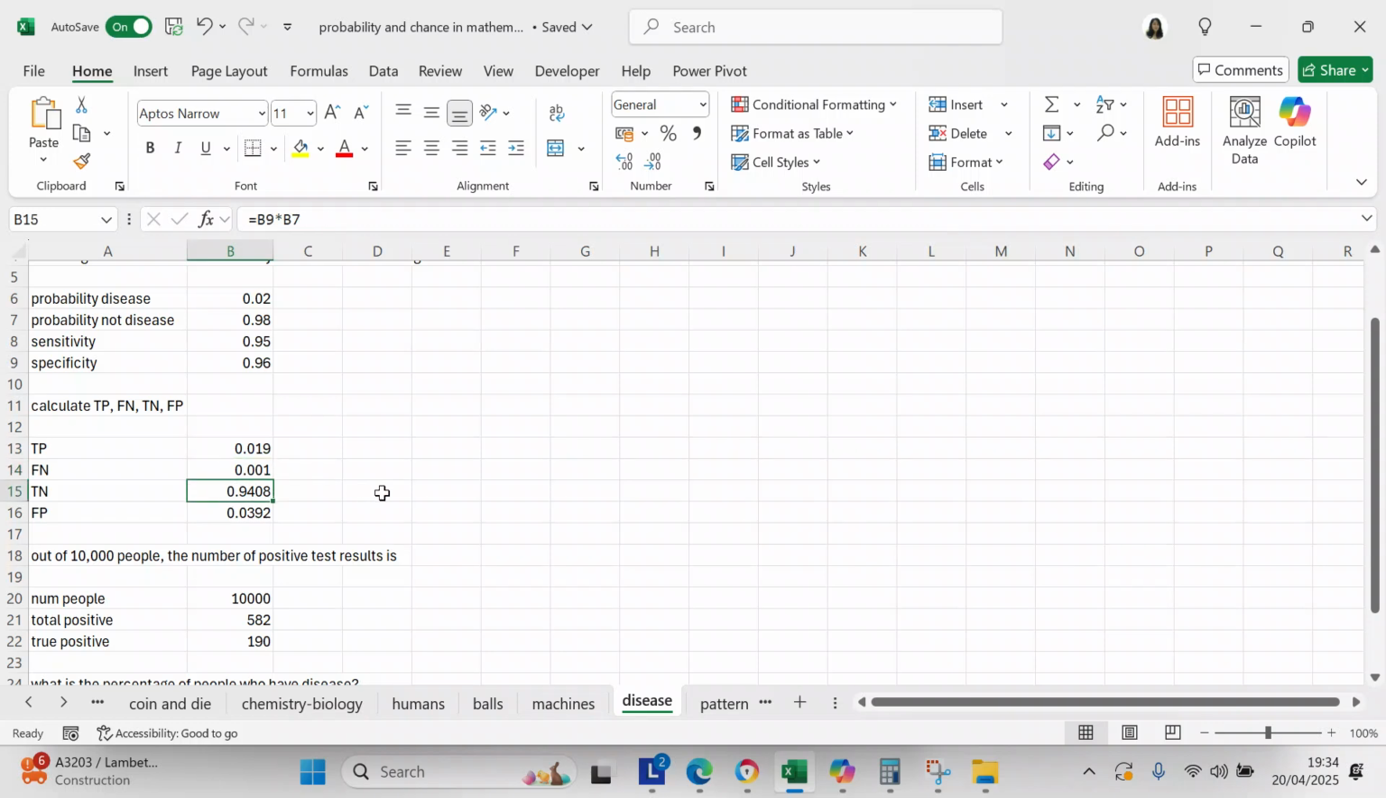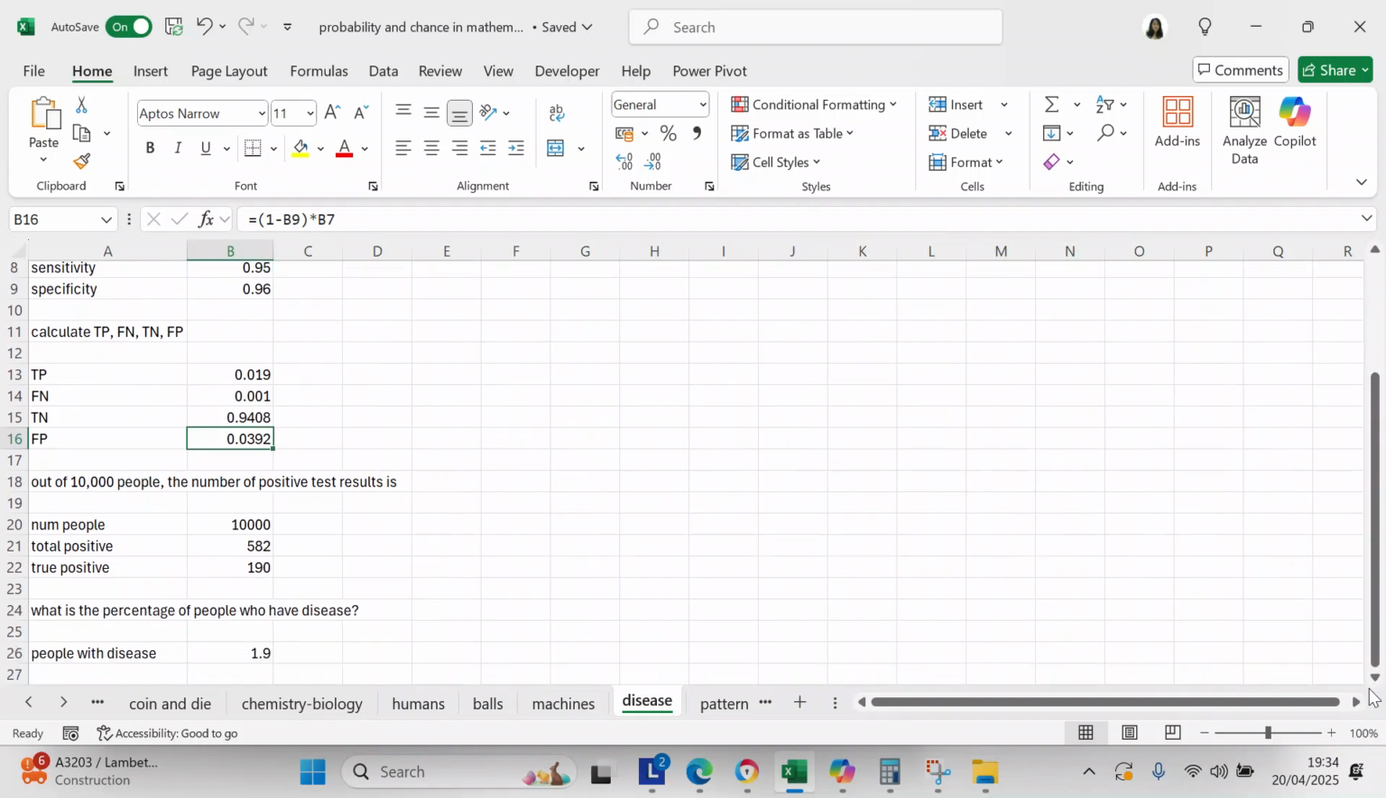You have a true negative is B9 times B7, which is 0.9408. And you have a false positive, which is 1 minus B9 times B7, which is 0.0392. So you get asked the question, out of 10,000 people, the number of positive test results is.